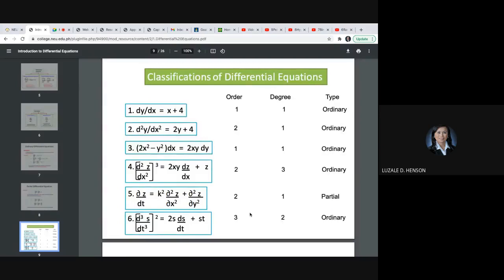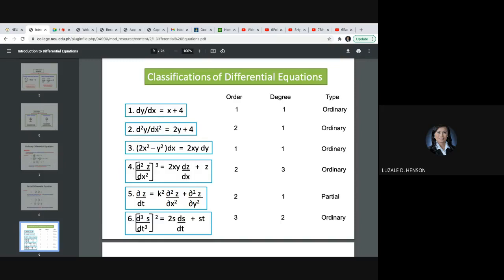Now, we classify the following: what is the order, what is the degree? I will justify, kasi nakikita nyo na. Example number 1, the order is 1. As you can see, derivative, the order is 1. What's the degree? It's also 1. What's the type? It's ordinary.